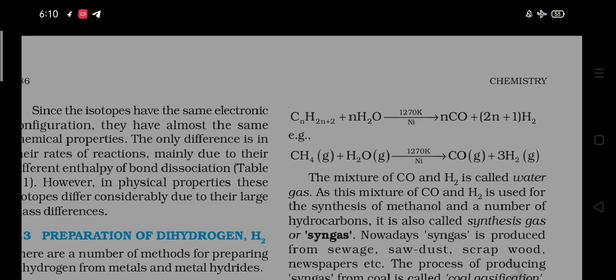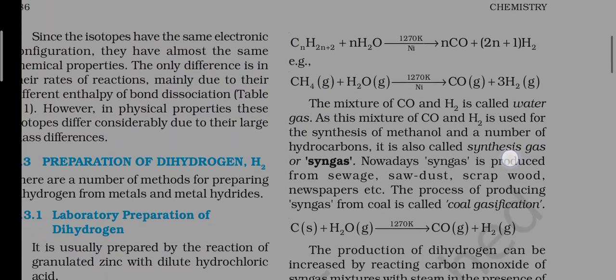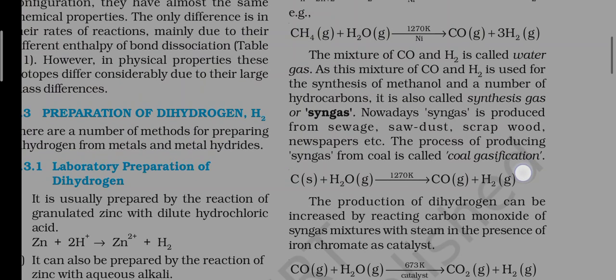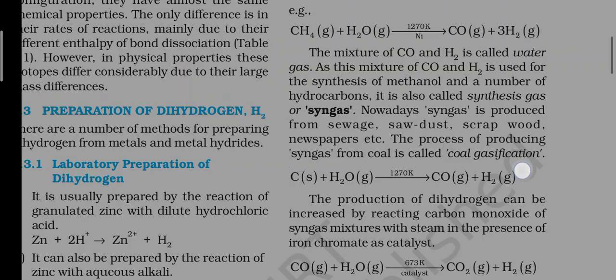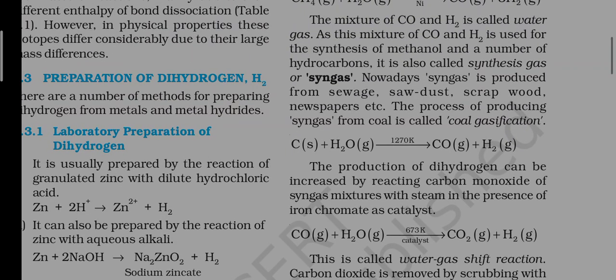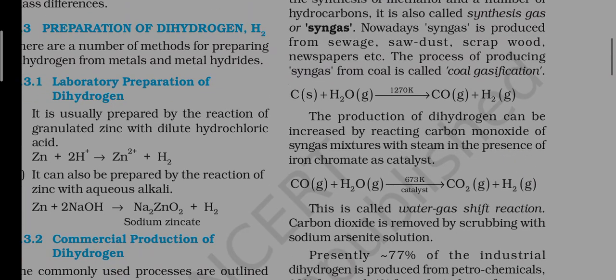The mixture of carbon monoxide and hydrogen is called water gas, as this mixture is used for the synthesis of methanol and a number of hydrocarbons. It is also called synthesis gas or syngas. Nowadays, syngas is produced from sewage, sawdust, scrap wood, newspapers, etc. The process of producing syngas from coal is called coal gasification.